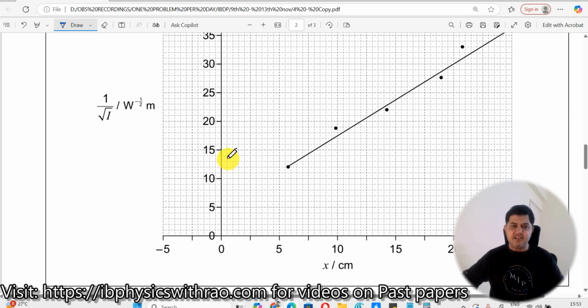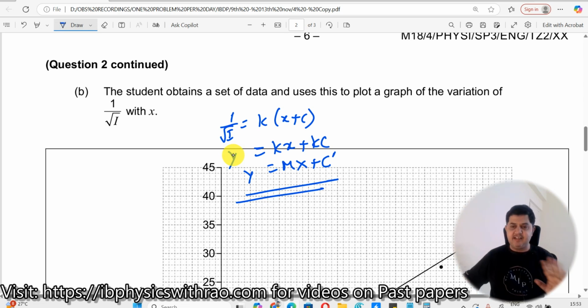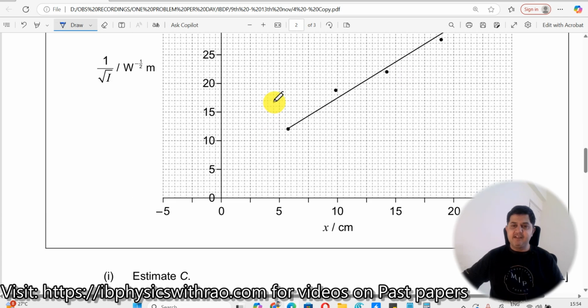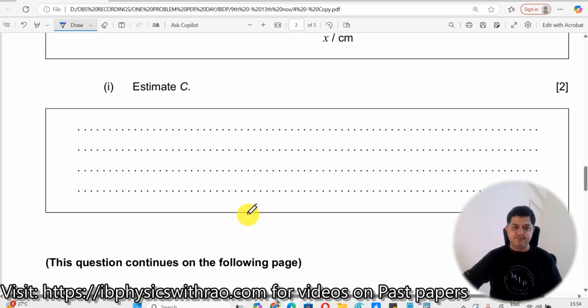If you look at this equation here, 1 by root I is along the y-axis. I'll expand this and write it as kx plus kc, which should now be equal to mx plus c dash, right? What does it tell you? y equals mx plus c dash is nothing but the equation of a straight line. So let us read the question, not the full question. We have this equation over here, and this is a straight line we have got. Definitely when you extend this back, it should intercept at some point on the y-axis, which will definitely not be equal to 0. Then estimate the value of c.